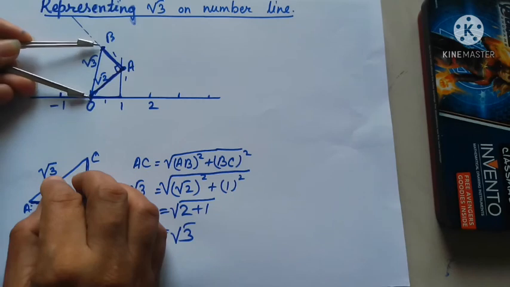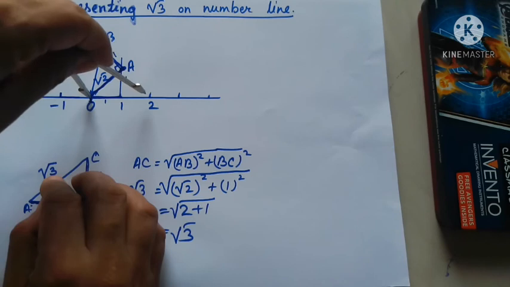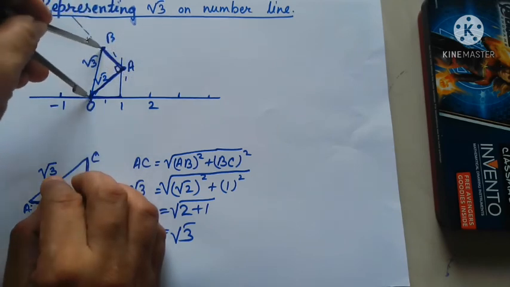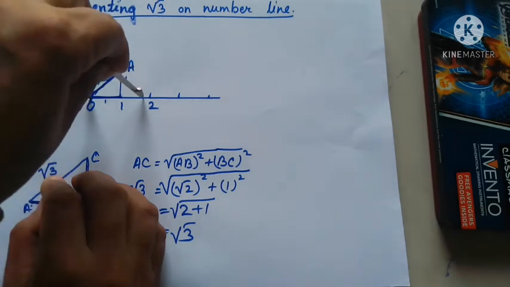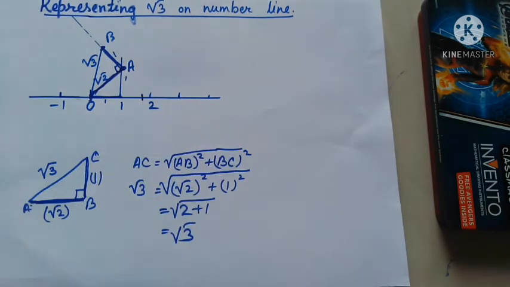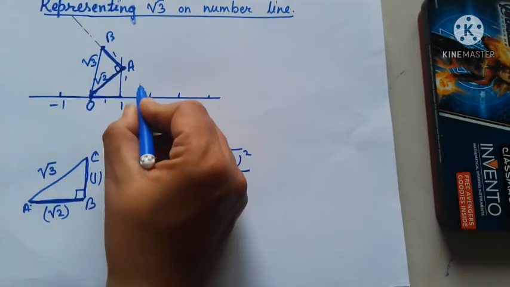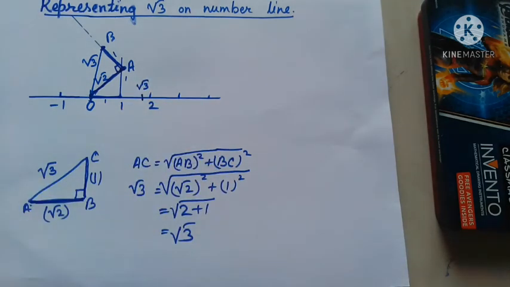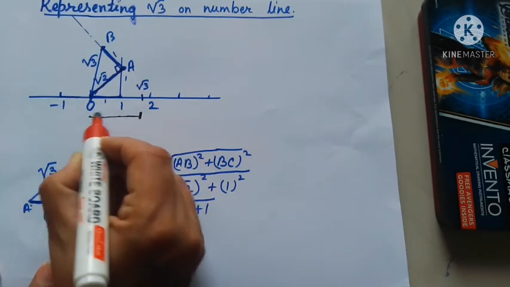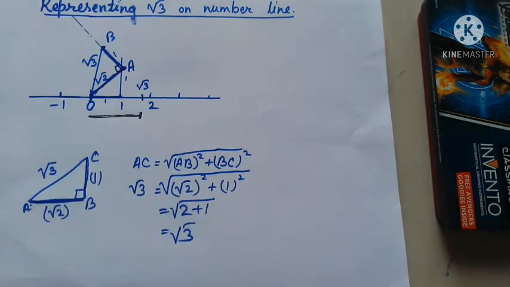I am using a divider over here. Take this measurement in your compass and from 0, see here, I took this measurement. You have to take this measurement and mark it. It is coming till here. Okay, so this is root 3. That means from your origin till this length, this length is root 3.